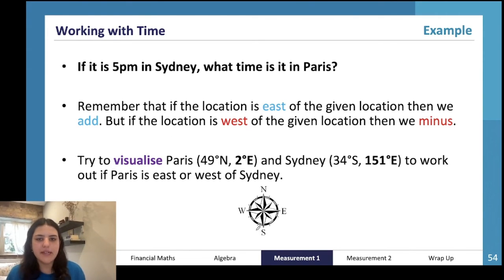If it is 5 p.m. in Sydney, what time is it in Paris? So remember, if the location is east, we add; west, we minus. So Paris is behind Sydney.